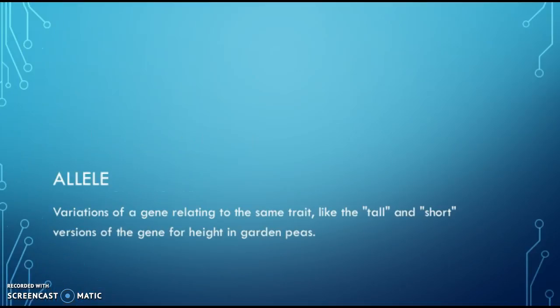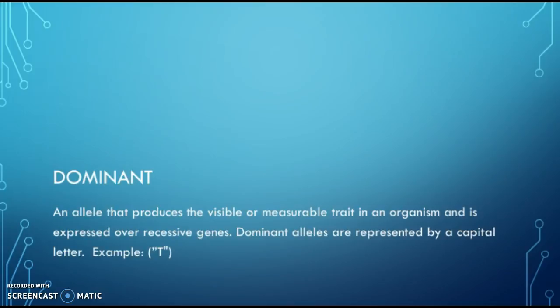Allele: variations of a gene relating to the same trait, like the tall and short versions of the gene for height in garden peas. Dominant: an allele that produces the visible or measurable trait in an organism and is expressed over recessive genes. Dominant alleles are represented by a capital letter. Example: capital letter T.